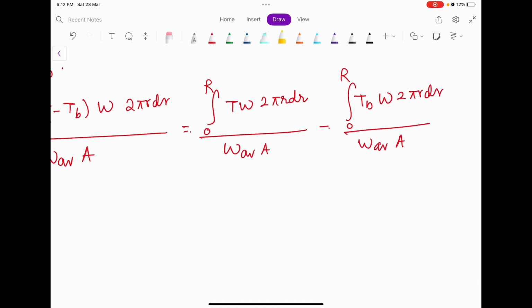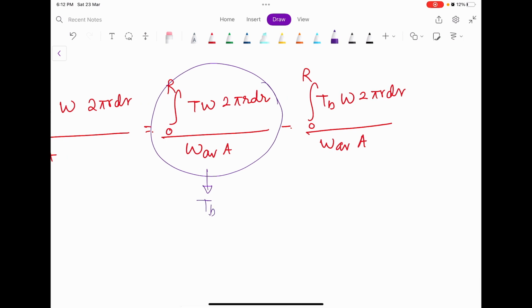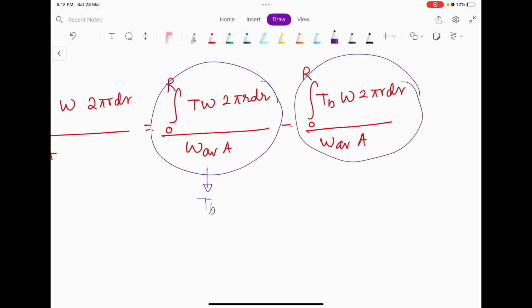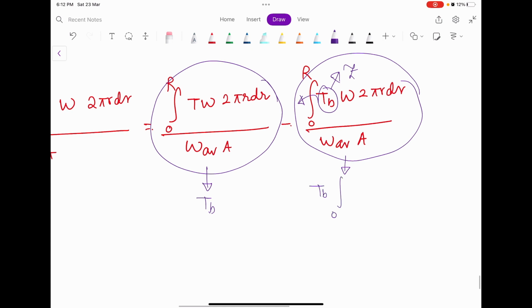Now what is this? Can you recognize this? This is nothing but your Tb, the bulk mean temperature. And what is this? How can you find this? This Tb is only a function of z, and not a function of r. Then you can take it out of the integral. So this becomes Tb into integral 0 to r W 2 pi r dr, by W average into area.